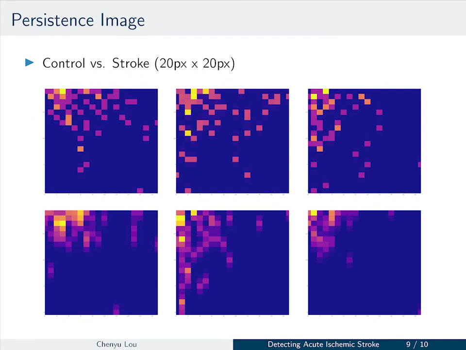Here are some examples of persistence images. The top row contains images for stroke patients, and the bottom row is for healthy individuals. By simply looking at the plots, it is clear that there is an observable difference between the two groups.